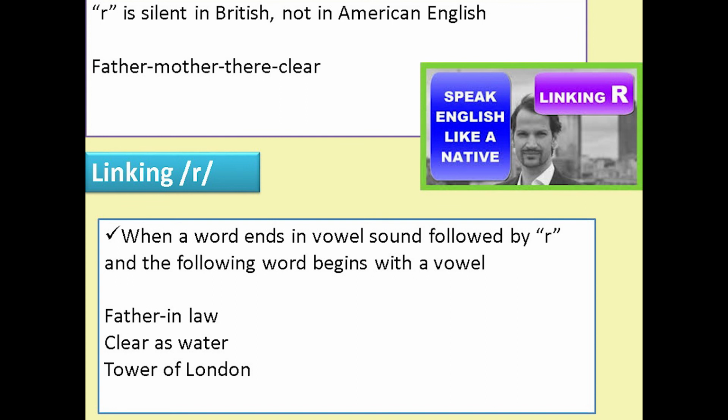There is one big exception to this rule, and the exception is the linking R. We can say that there is an instance of linking R when a word ends in a vowel sound followed by R, and the following word begins with a vowel. For example, fall in love, clear as water, Tower of London.